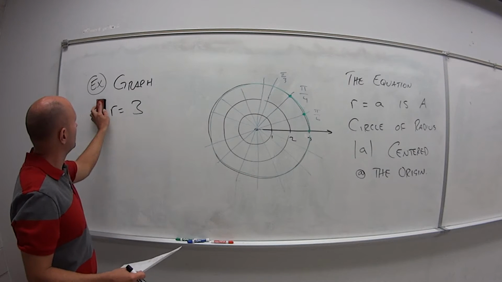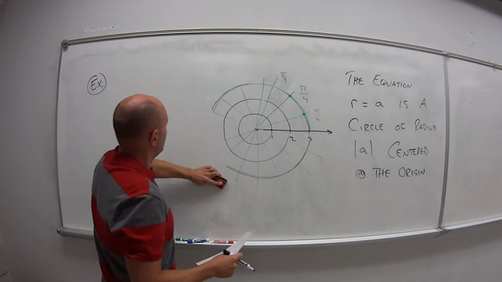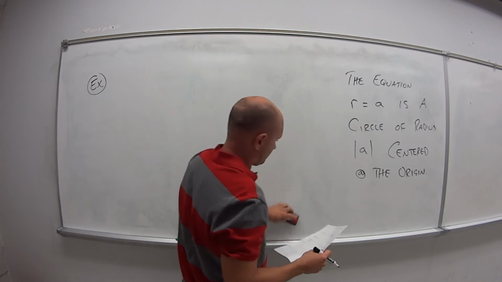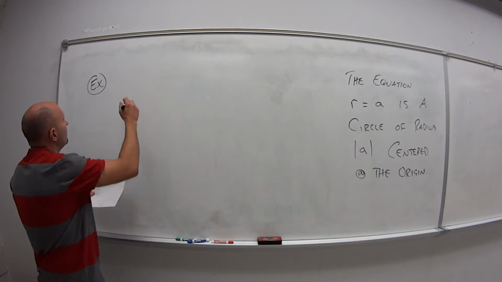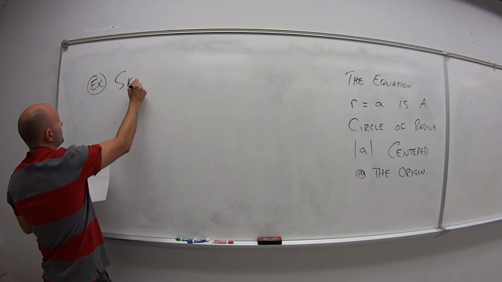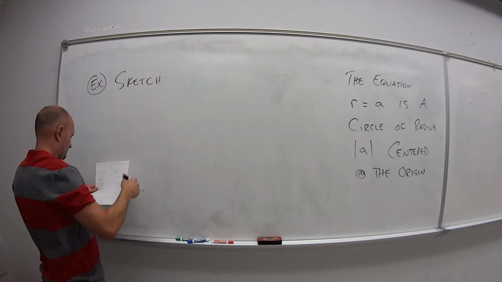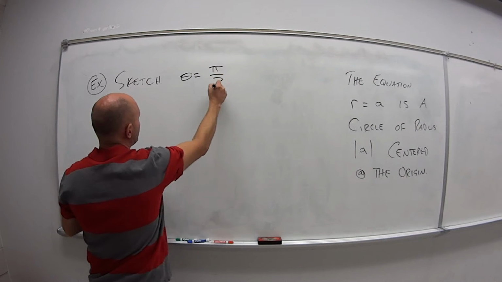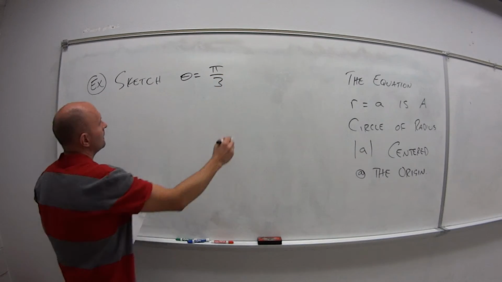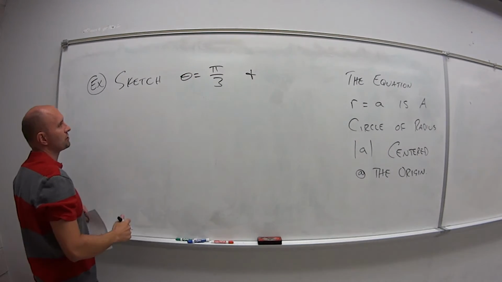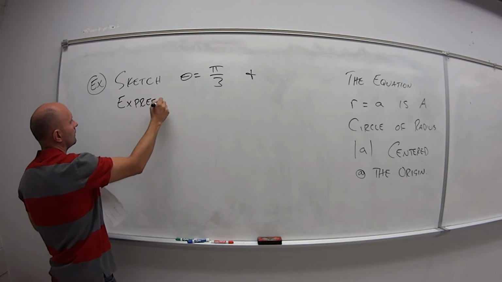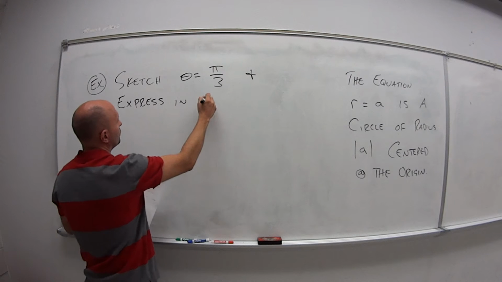All right, let's look at another example. So let's say we want to sketch theta equals pi over 3, and going back to section 8.1, we want to express this in rectangular coordinates.